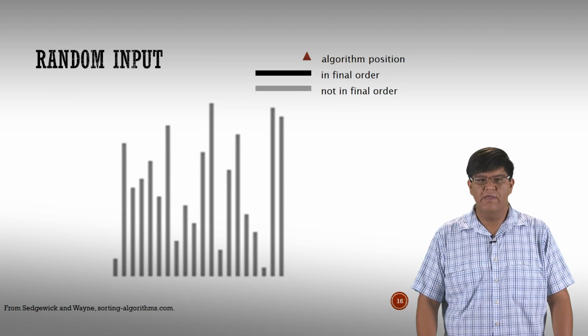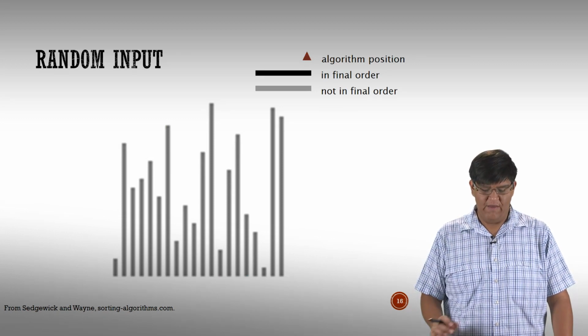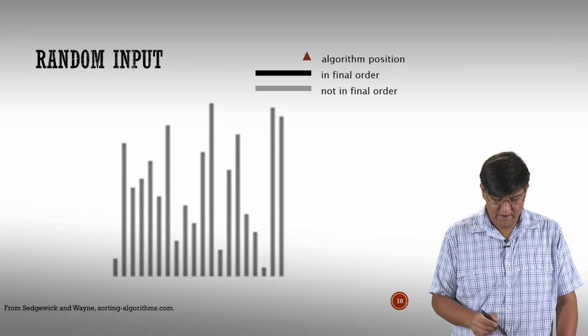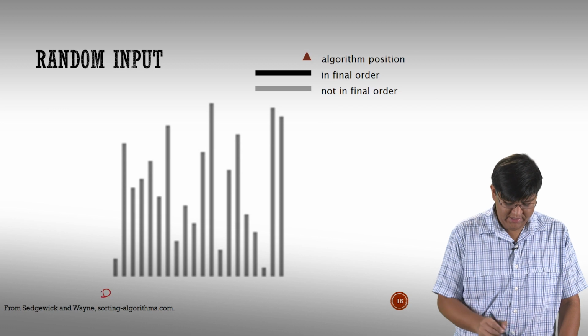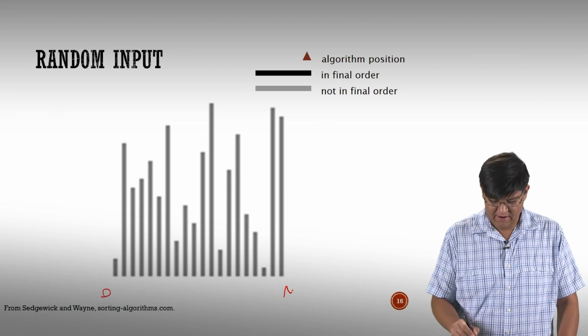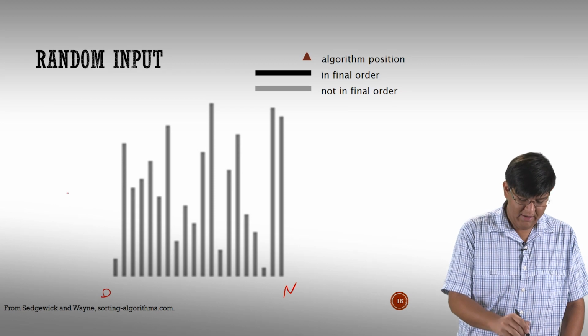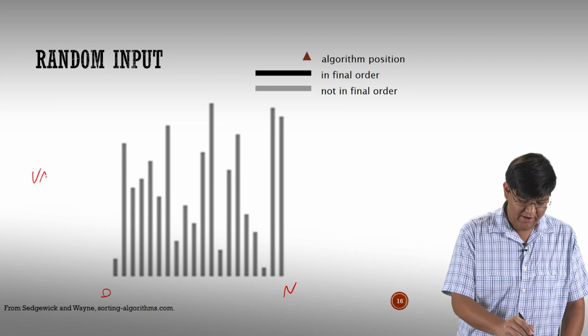In this video, I want to take a look at doing a visual trace for the selection sort algorithm. So let's take a look at what we have here. We have this graphic. The way it's meant to be read is that you have your index 0 over here, index n over here, and the vertical is value.